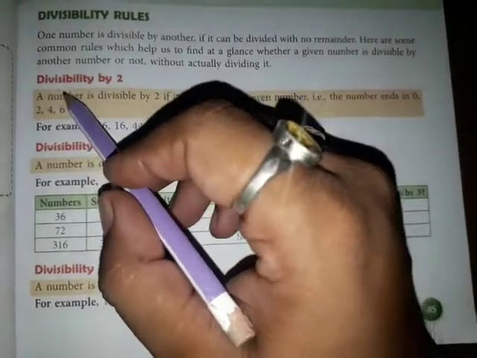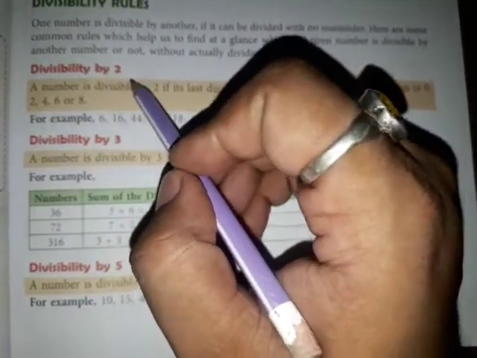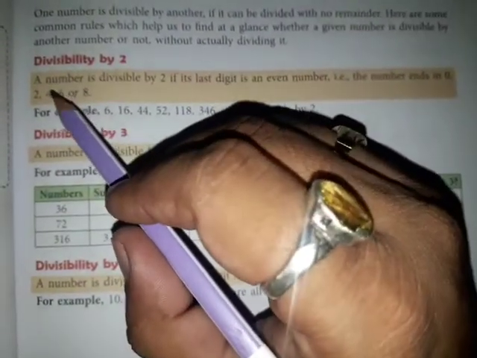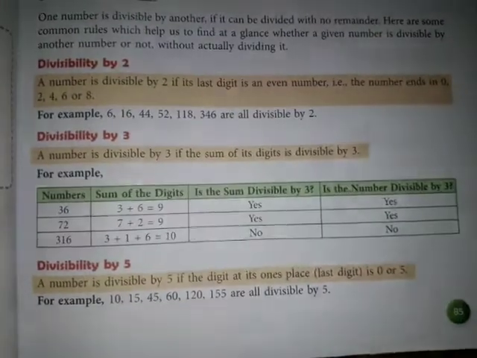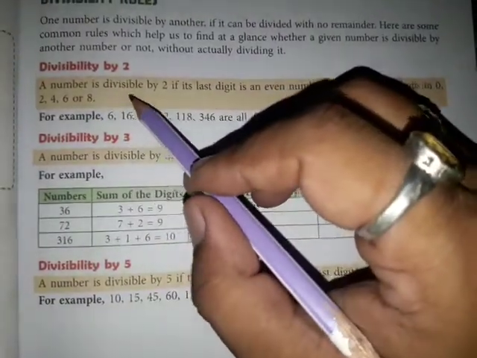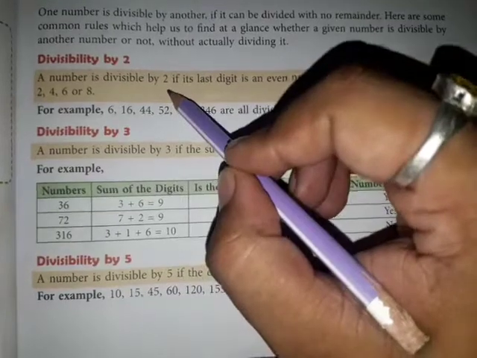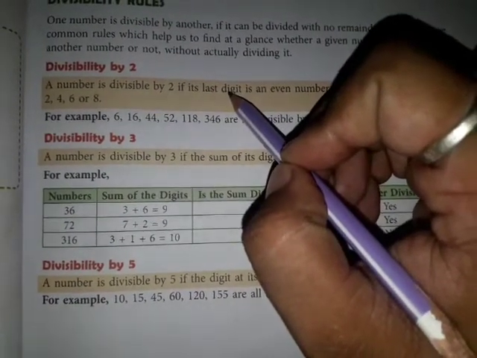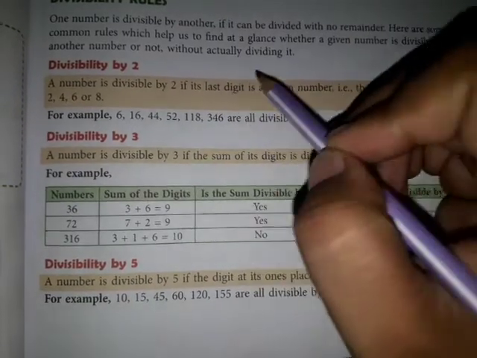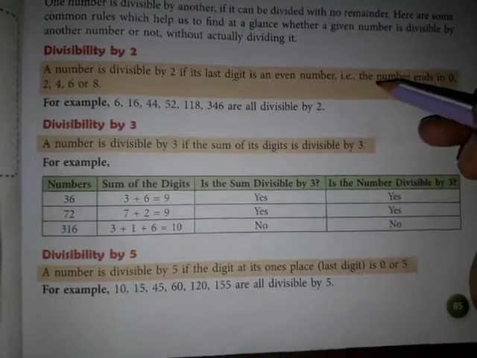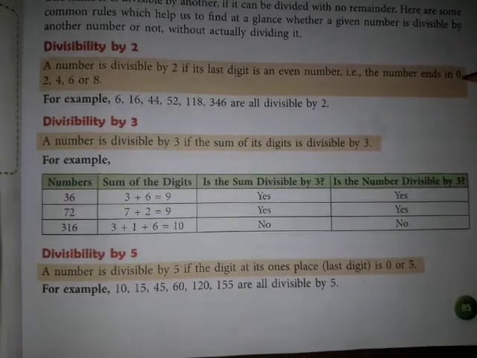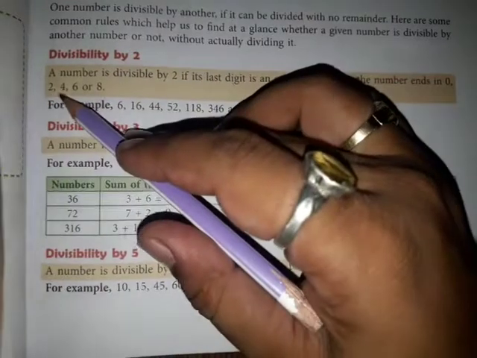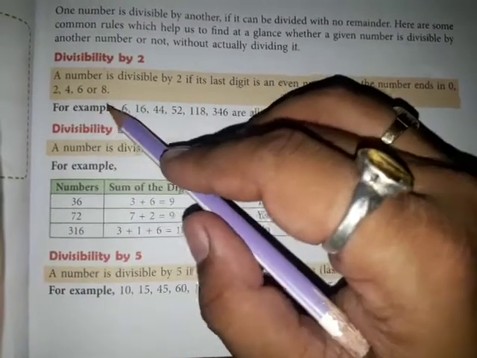The first rule is divisibility by 2. Divisibility by 2 is very easy. According to the rule, a number is divisible by 2 if its last digit, that is the ones place of a number, is an even number, that is, the number ends in 0, meaning the last digit of the number is 0, 2, 6, 4 or 8.